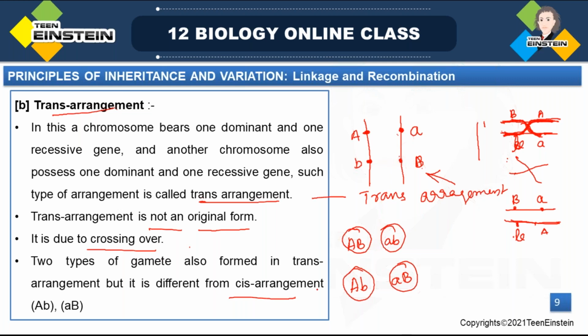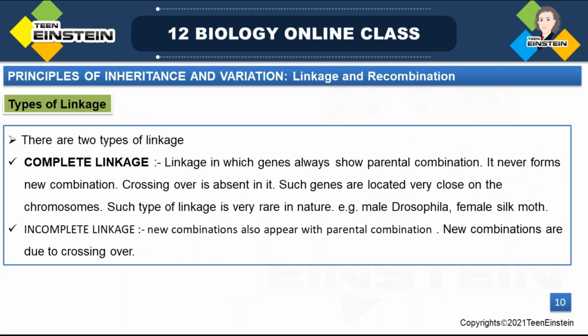So cis arrangement and trans arrangement, two types of arrangement are there. There are two types of linkage. Types of linkage we need to study. What is that? Types of linkage, that physical contact or physical combination, that different combination. If the distance is increasing, linkage will decrease. Or if the distance is decreasing, linkage will increase, right? So there are two types of linkage: complete linkage and incomplete linkage.